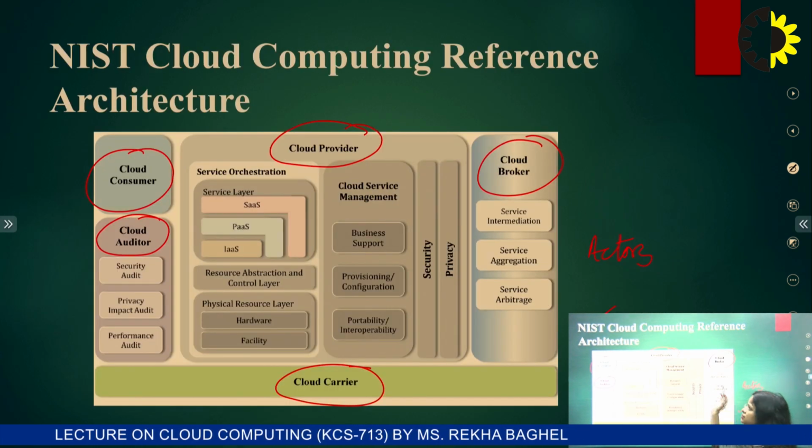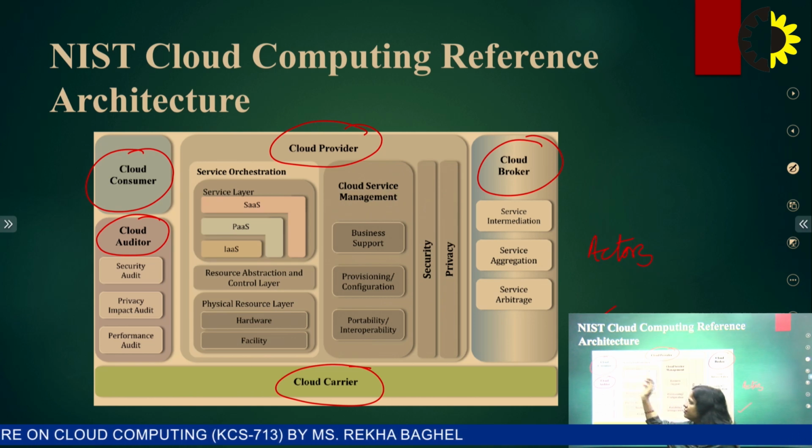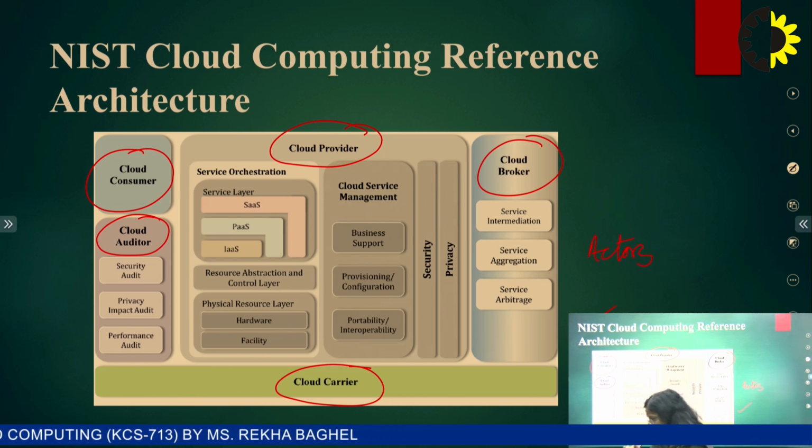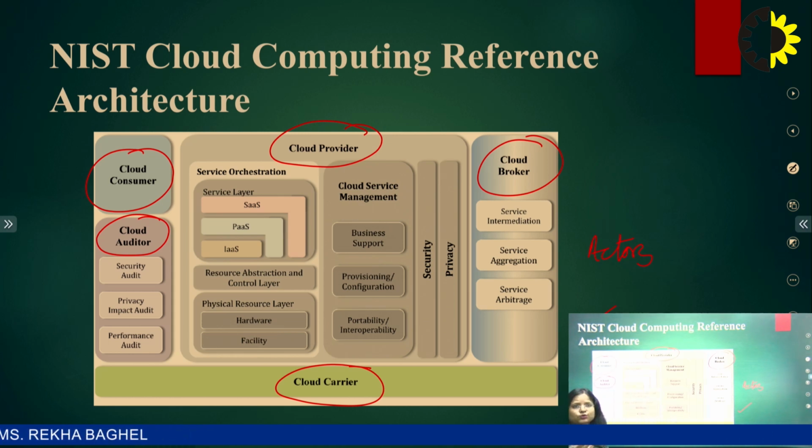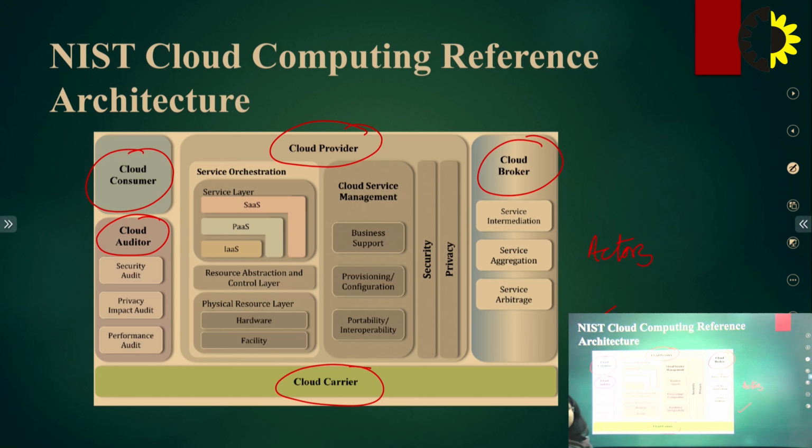So this architecture has 5 components. If we talk about it in detail, the cloud consumer is a person who uses the service, and this is the cloud auditor. The task of the cloud auditor is to audit the security provided by the cloud provider, the privacy impact audit, and the performance audit. So these 3 tasks are audited by the cloud auditor.